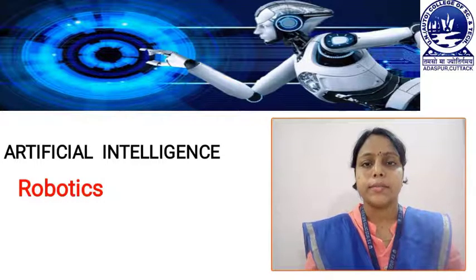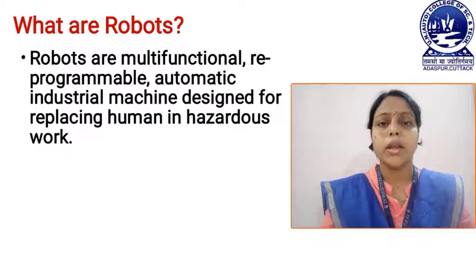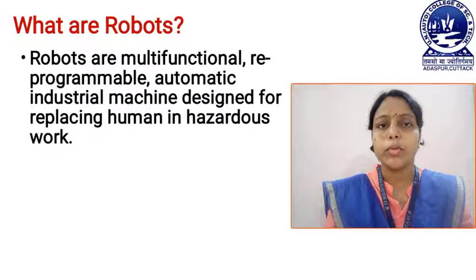Let us start. First of all, what are robots? Robots are multifunctional, reprogrammable, automatic industrial machines designed for replacing humans in hazardous work. That means here a robot is nothing but a machine, and this machine is a multifunctional, reprogrammable and automatic machine which replaces the human being in hazardous work.